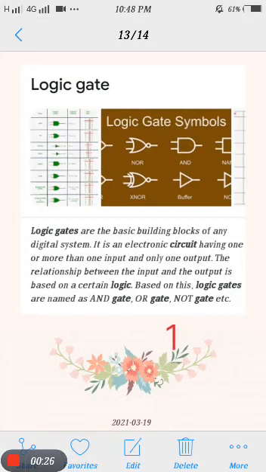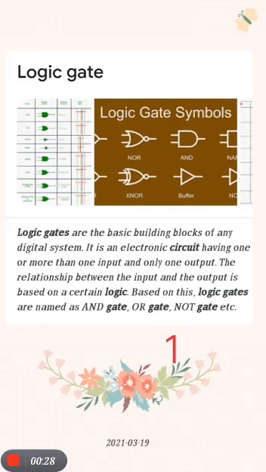As we know, the logic gates are the basic building blocks of any digital system or any electronic circuitry. It is an electronic circuit having one or more than one inputs and only one output. The relationship between the input and the output is based on a certain logic. Based on this logic, gates are named as AND or NOT gate, etc.